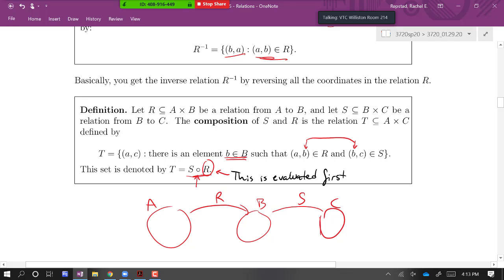If we have a relation R from A to B and a relation S from B to C, then there is no R composed with S. Because if I apply S first, I go from B to C, and R doesn't go from C to anywhere, right? R goes from A to B. So the order in which you do a composition is important.